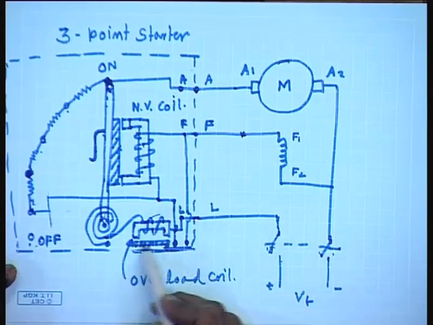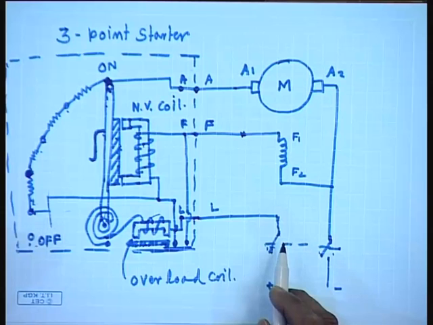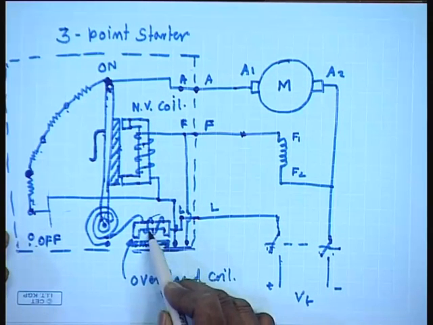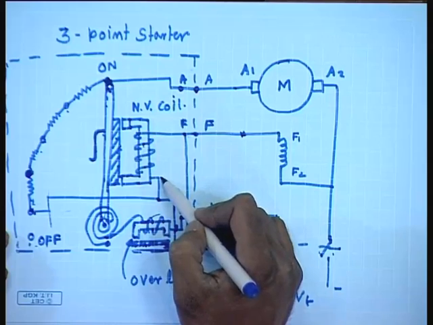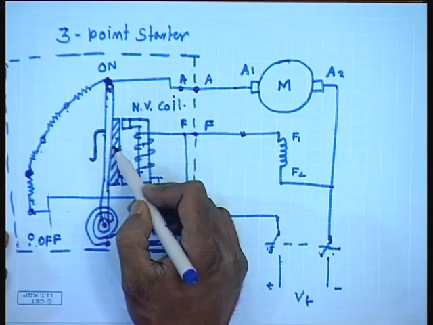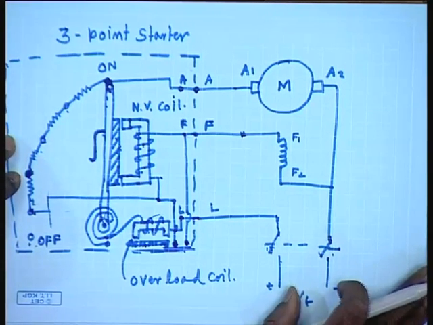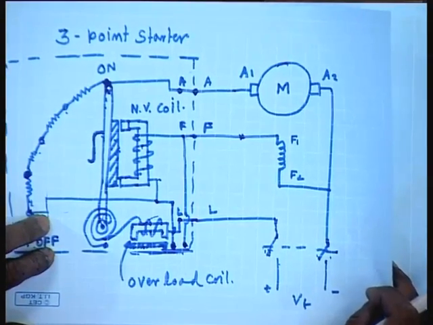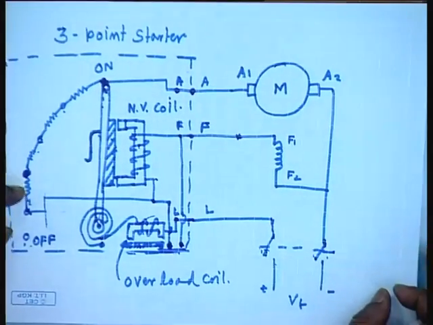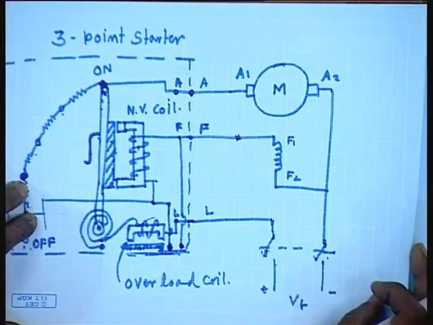enough to attract this plunger, but when the load current increases to a very large value, then this plunger is pulled, so that the contact here is closed, which shorts the no volt coil, and hence the starting arm is released and the machine turns off. So, this commercial 3-point starter provides step resistance starting and also protection against accidental opening of the field winding as well as over voltage, over current in the machine.